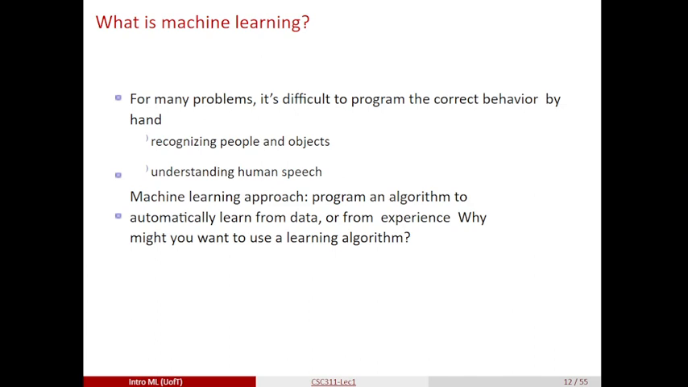So now to get down into what exactly is machine learning. For many problems, it's difficult to program the correct behavior by hand. For example, recognizing people and objects, understanding human speech. There's just a slight problem of how you're able to program that exactly. So the machine learning approach is to program an algorithm to automatically learn from data or from experience. For example, why might you want to use a learning algorithm?